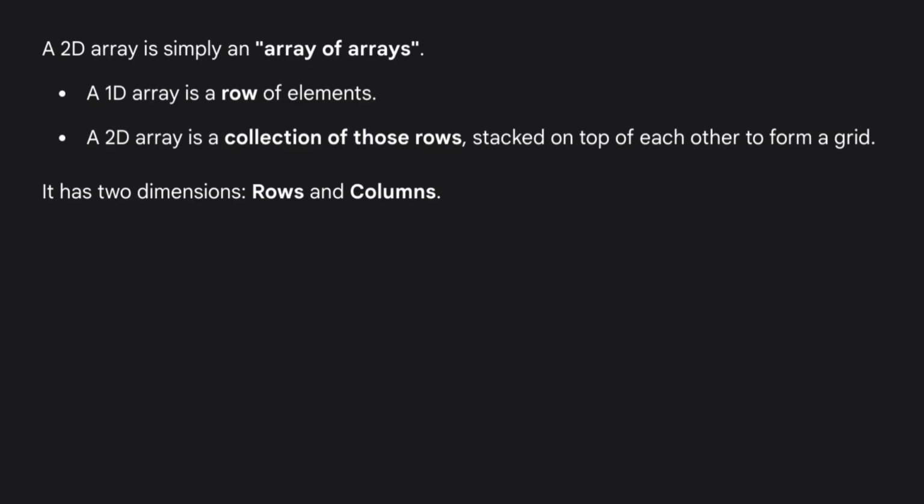Second, what is a 2D array? A 2D array is simply an array of arrays. A 1D array is a row of elements. A 2D array is a collection of those rows, stacked on top of each other to form a grid. It has two dimensions: rows and columns.